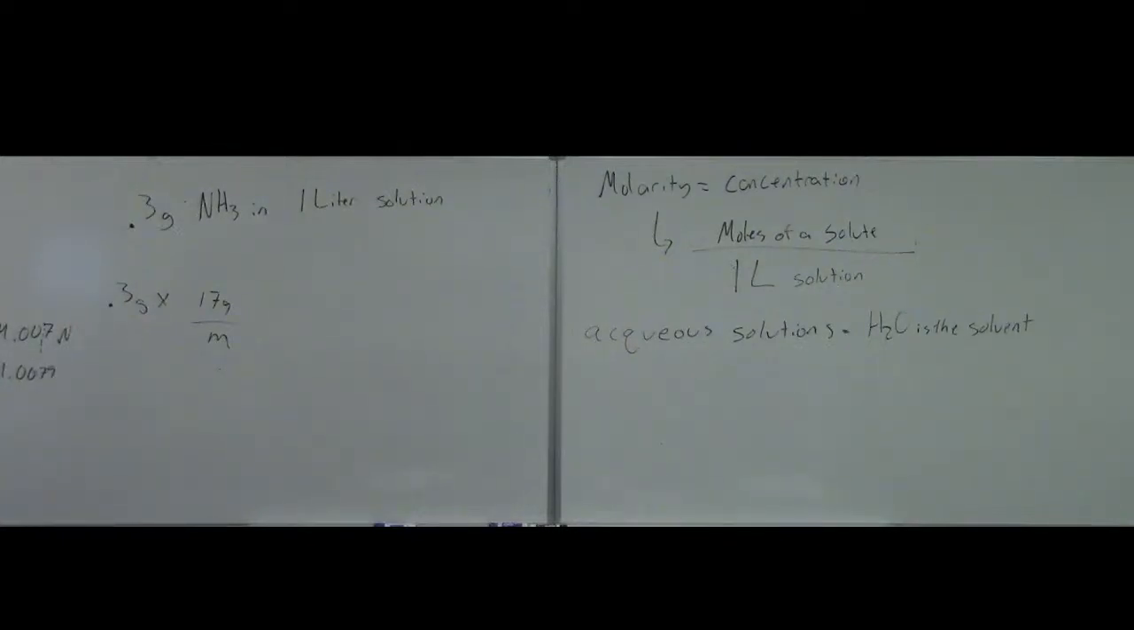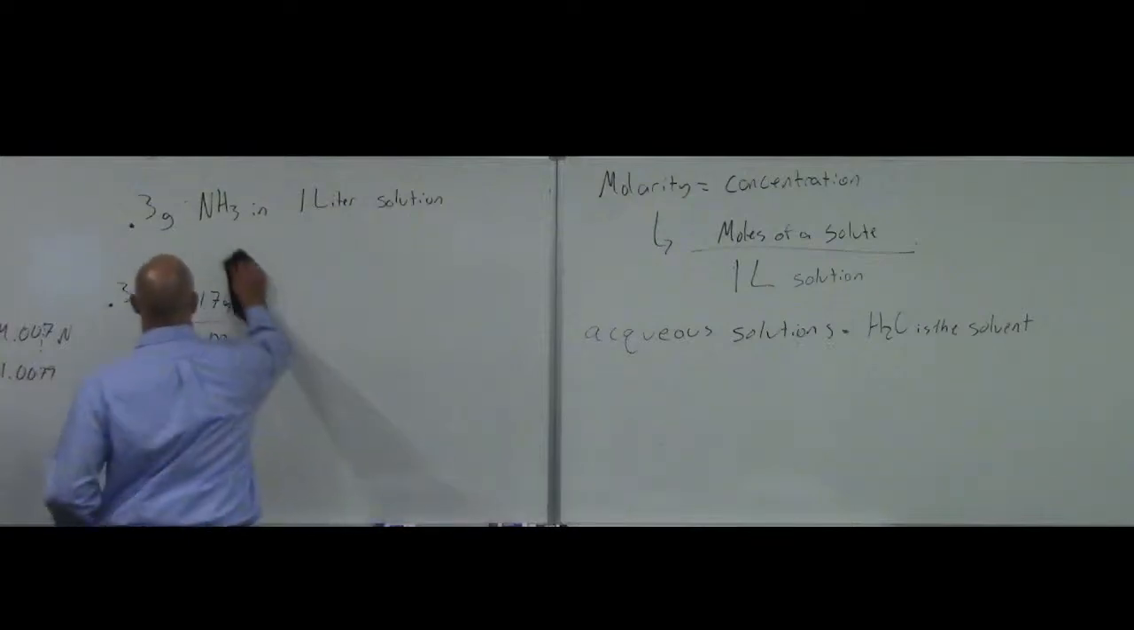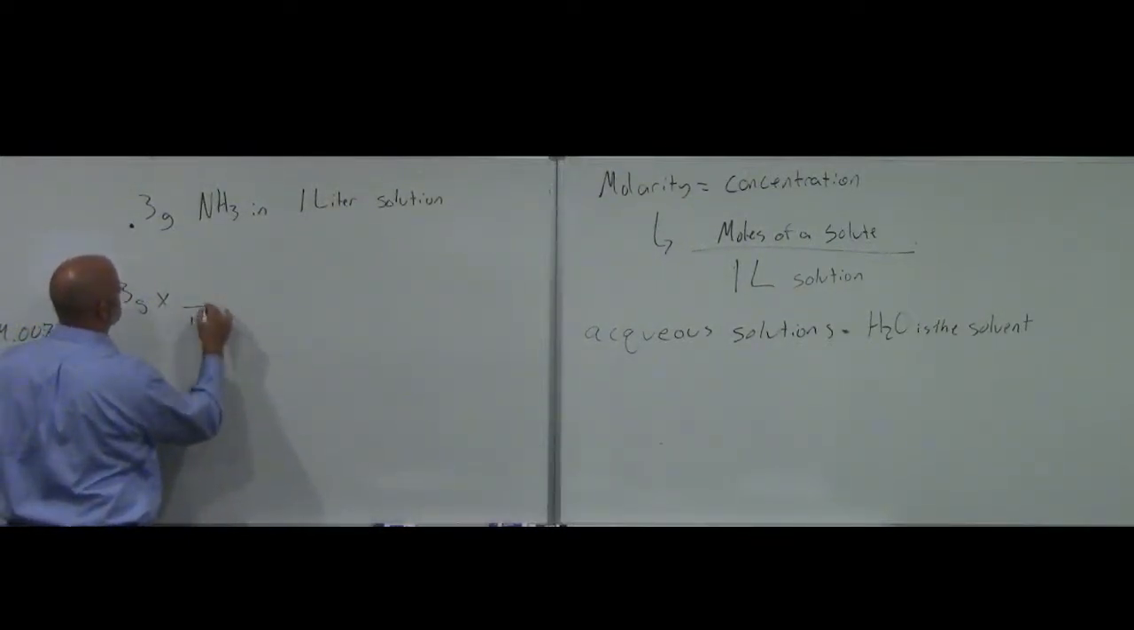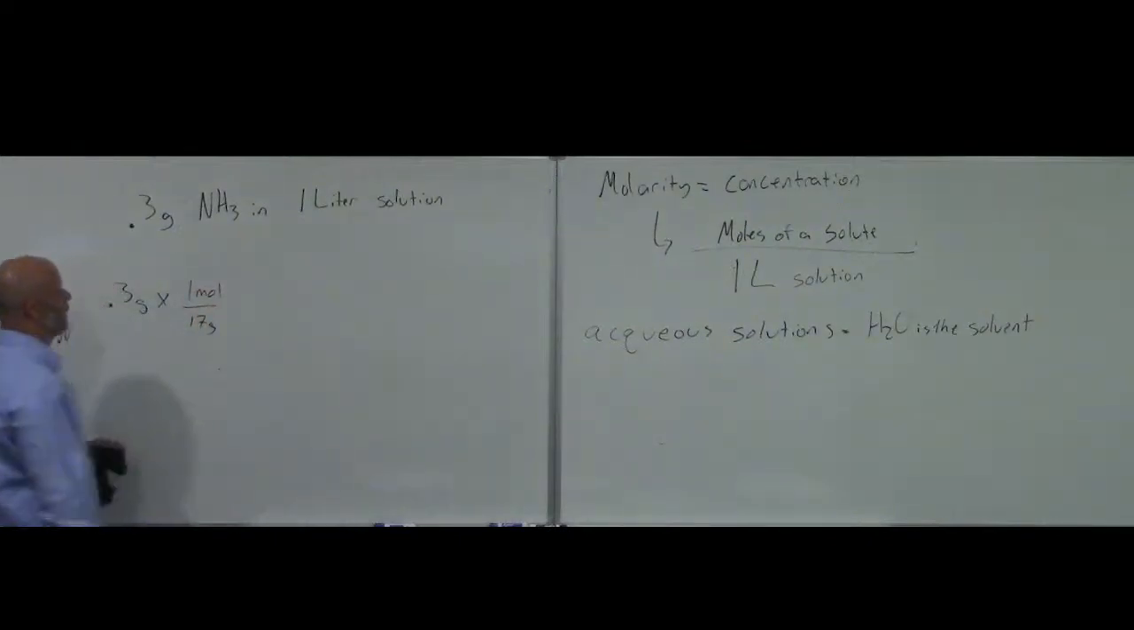Now, this doesn't work like this though. I know that it's 17 grams per mole, but if I do that, I'm going to get grams squared over moles, and that doesn't work. So I've got to flip this thing around, right? So I've got to go 17 grams per 1 mole, okay?